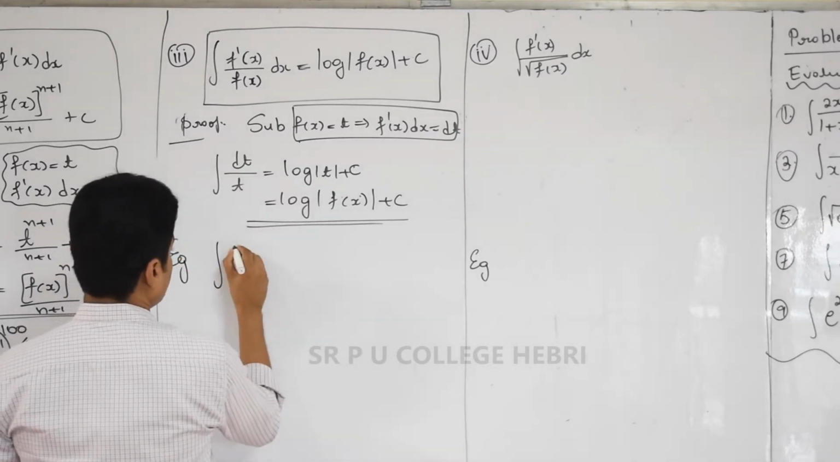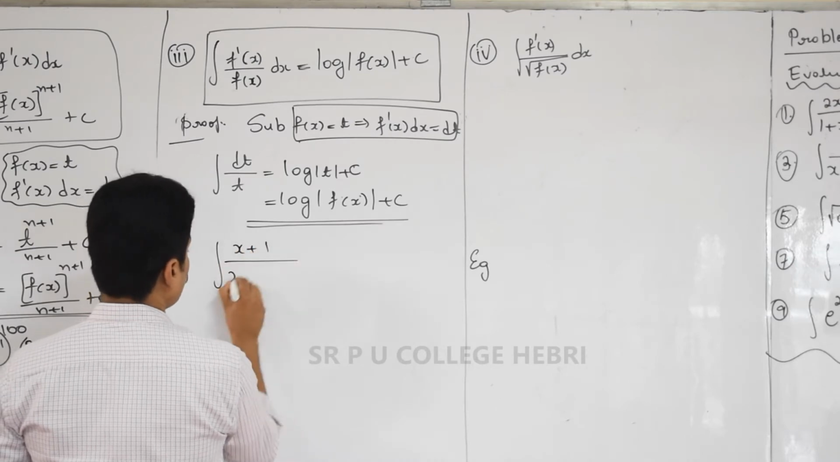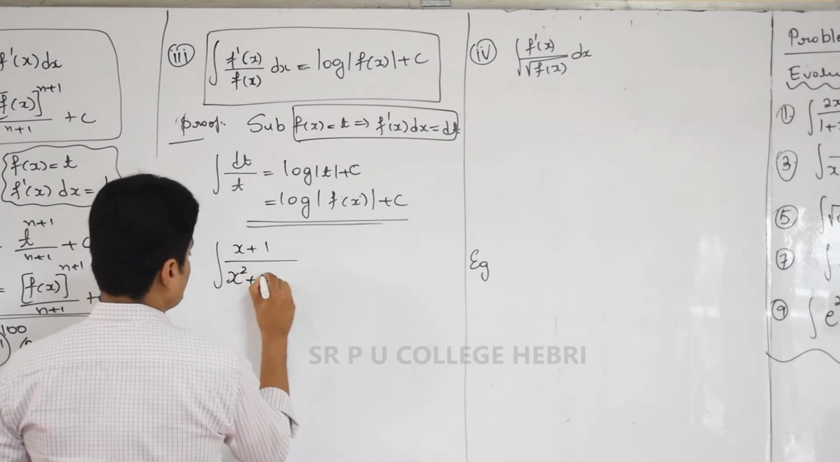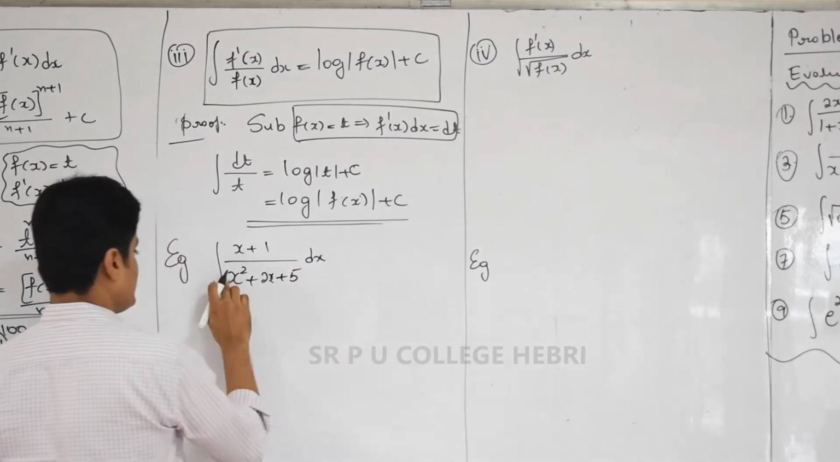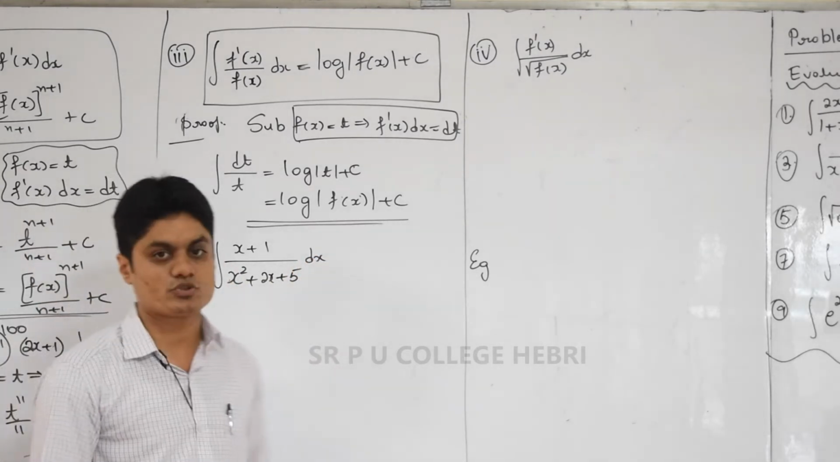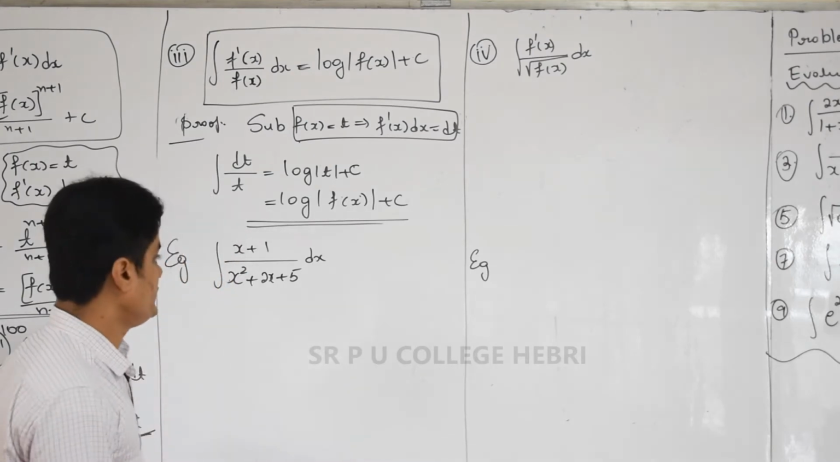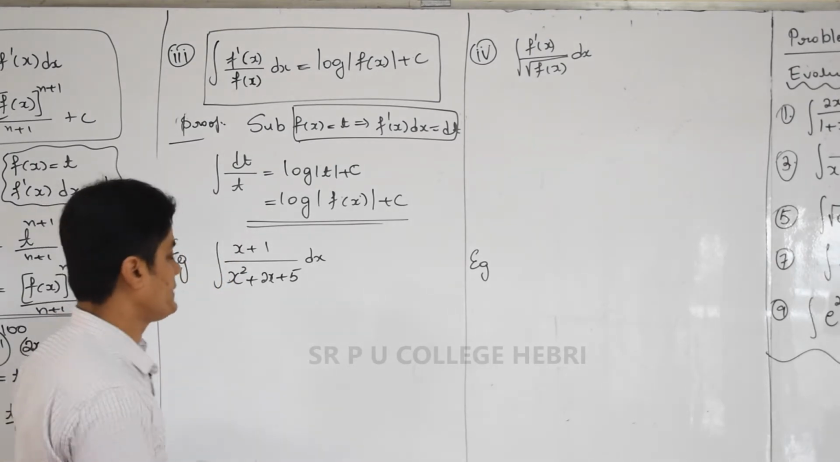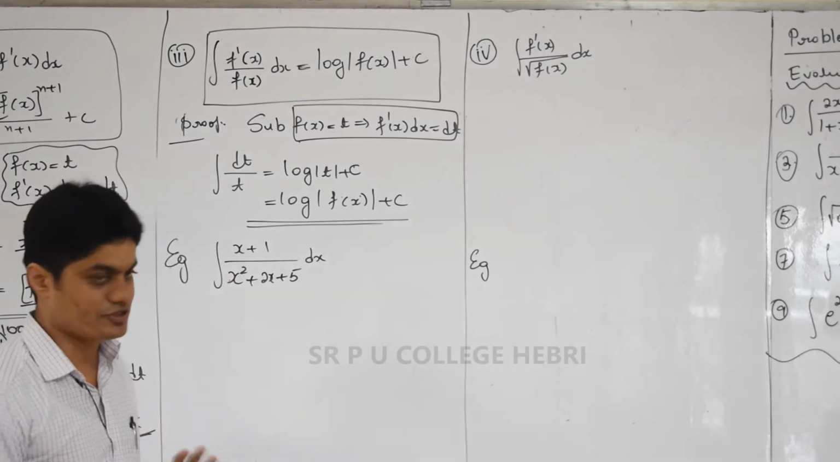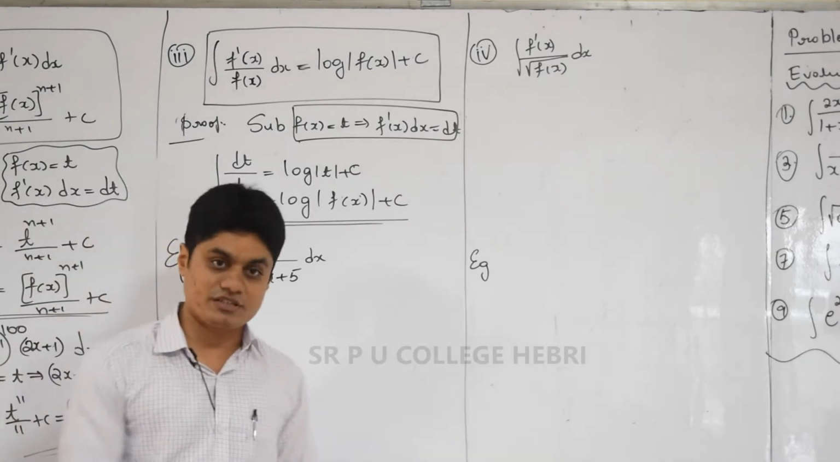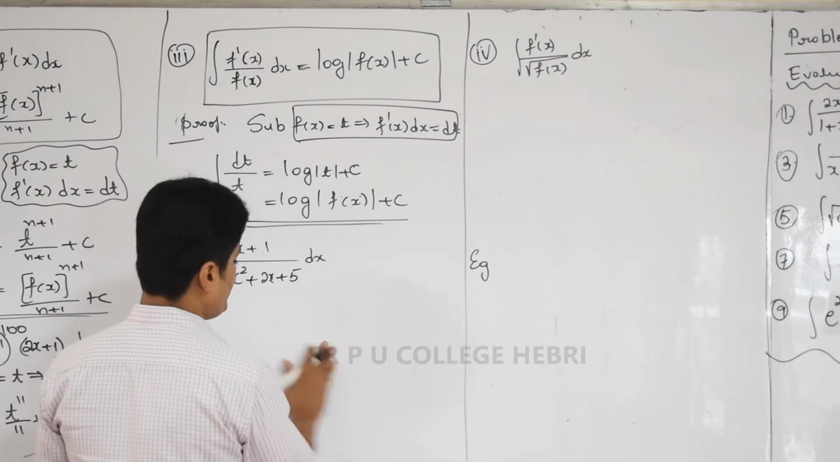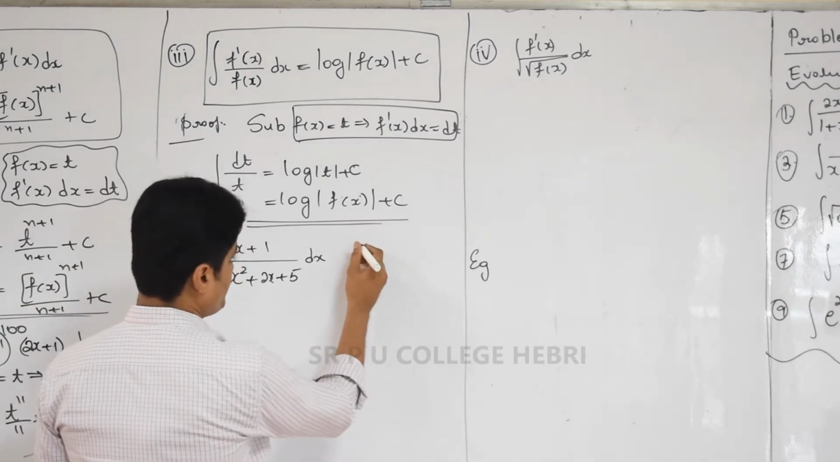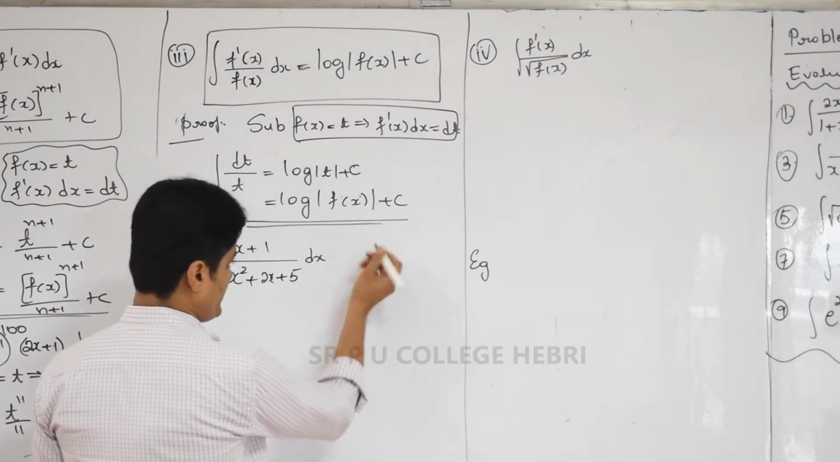So here you have x plus 1 by x square plus 2x plus 5 dx. Suppose question is like this. See, in future you will get some different methods also for this type of expression, but the best method, okay, I just gave in general. Now here you may find little confusion, you may find it difficult to manage.